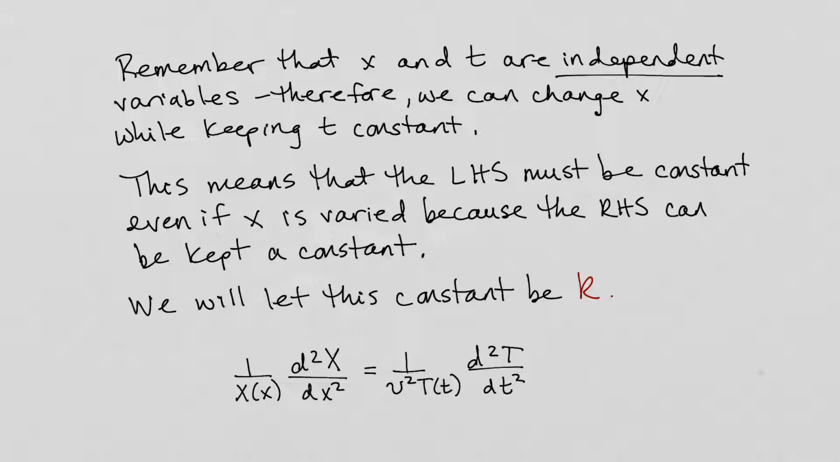Okay, so one thing we want to remember is that x and t are independent variables. So remember, we can change x while keeping t constant. This means that our left-hand side of our equation, our x, must be constant even if x is varied, because the right-hand side can be kept constant. Right? So remember, we can keep t constant while changing x. So what that allows us to do is to set both of these parts of our equation equal to a constant. And we are just going to call that constant k. So you can just say equals k. And we'll figure out what the value of k is later, but for now we're just going to call that our constant.